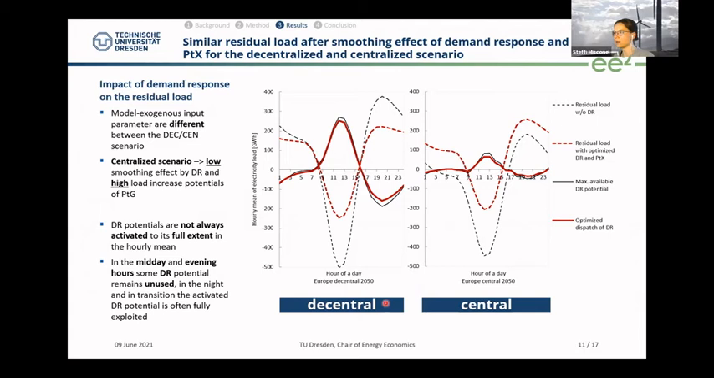Also, the model exogenous input parameters are very different between the two scenarios. The figures depict a quite similar smoothed residual load in the hourly mean. When we compare the two red dotted lines, we see the development is quite similar. This is due to the moderate load shifting of demand response in the centralized scenario, which is accompanied by large load increase potentials by power to X, so power to heat, but particularly power to gas. And this is why there is a great load increase potential for the residual load. As we have seen before, it was a scenario assumption that the hydrogen demand is higher in the centralized perspective.